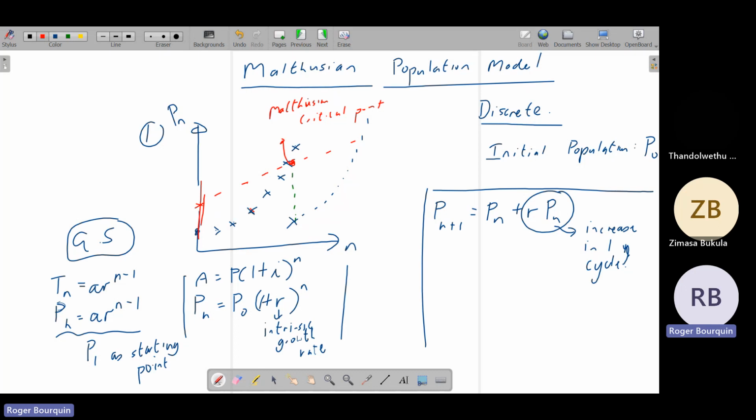Which is why the next model was developed, because we realized this wasn't really working. So, are we happy with what's going on with Malthusian? But we're generally going to be working with this formula over here. So what is this parameter R?